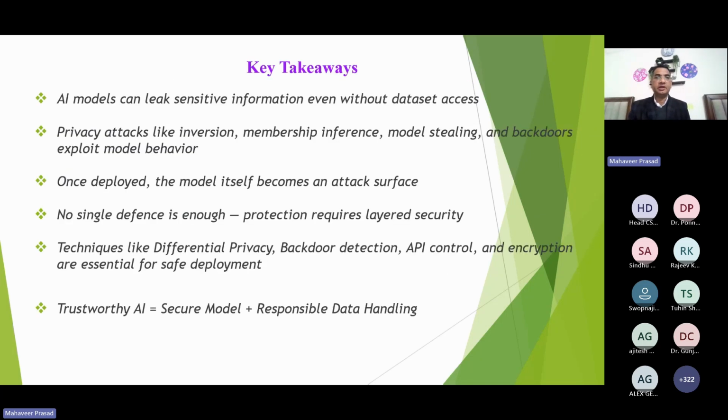Then these are some key takeaway points. AI models can leak important information. Privacy attacks like inversion, membership inference, model stealing, and backdoor exploit model behavior. Once deployed, the model itself becomes an attack surface. No single defense is enough. So we have to provide multiple layers of defense. Techniques like DP, backdoor detection, API control, encryption are essential for safe deployment. So how can we achieve trustworthy AI? We should have a secure model plus responsible data handling.